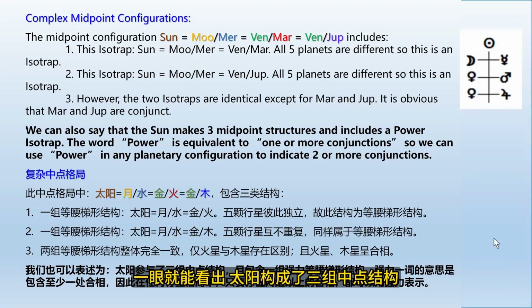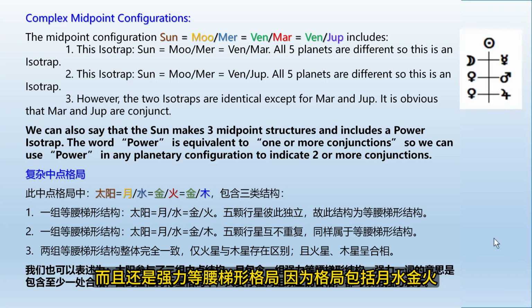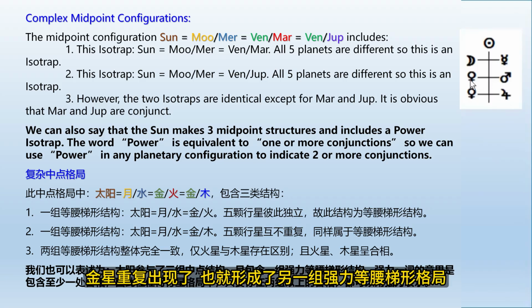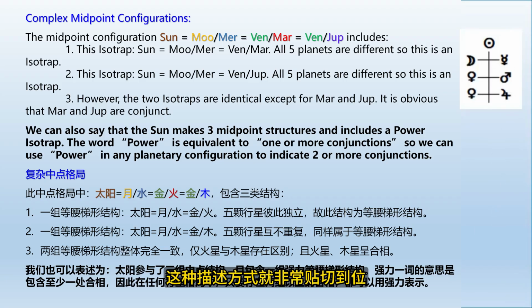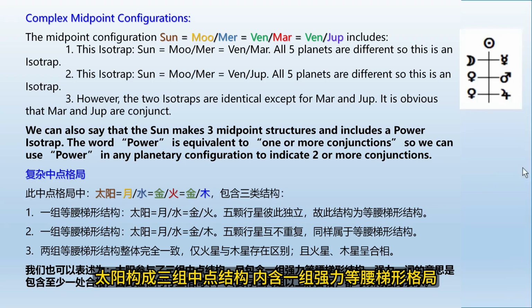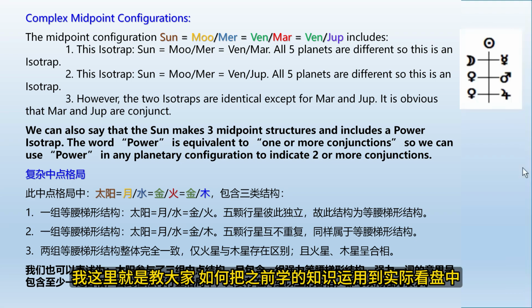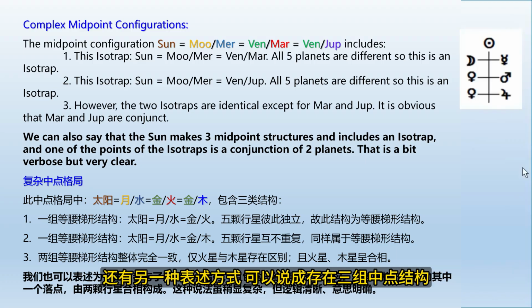My point is this. When you get used to looking at these midpoint trees, you look at it and go, let's see, Sun makes three midpoints. There's an isotrap. Oh, in fact, it's a power isotrap, because you see Moon, Mercury, Venus, Mars. Ah, that's an isotrap. Oh, Venus gets repeated again, a power isotrap. So that is a fantastic way to describe it: the Sun makes three midpoint structures and includes a power isotrap. What I'm doing here is showing you how to use what we learned before in actual context.